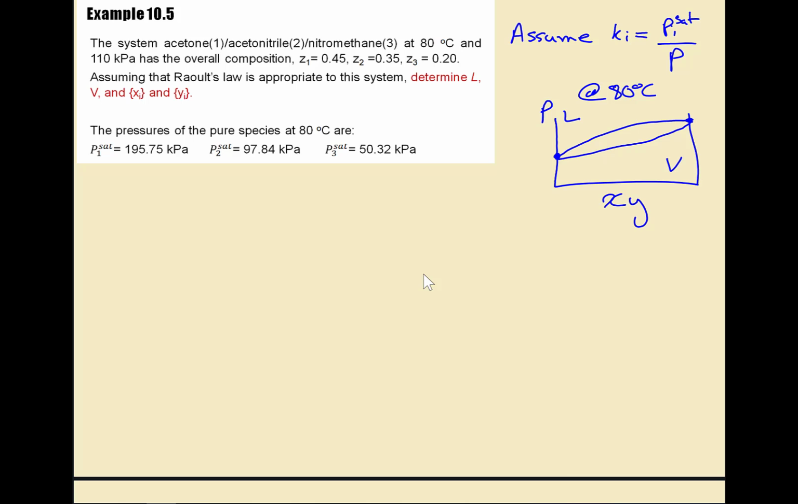So we already know the compositions here. And in this case, it's a three-component system. So this diagram does not apply. This is for binary systems only. But in general, for understanding, you can use it as a reference.